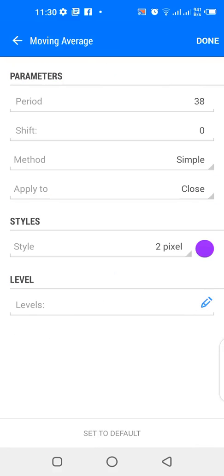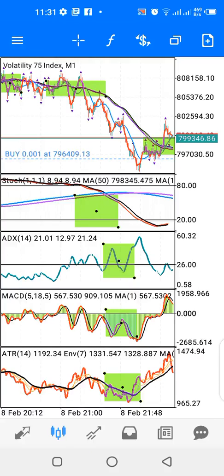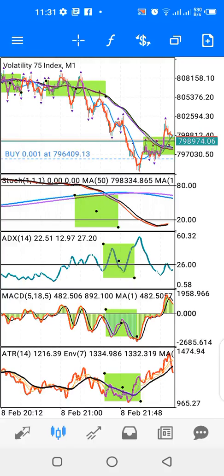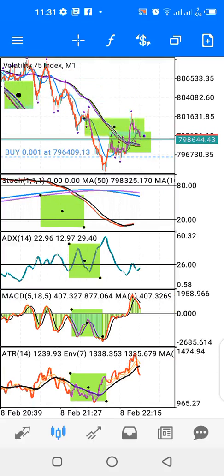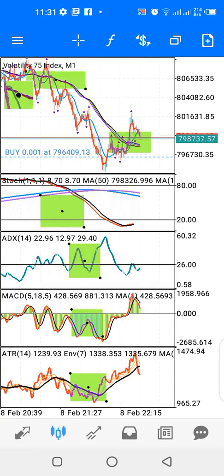And then we have 38 period, simple, apply to close, shift is 0, purple. These 3 lines, talking about the purple, the black, and the green, these are the lines for the crossover. I'm talking about this line where you have the crossover of the blue and the red line above or below it to determine buy or sell signal.